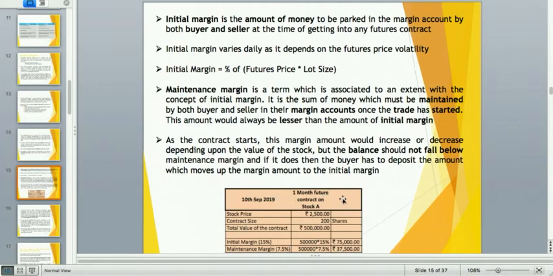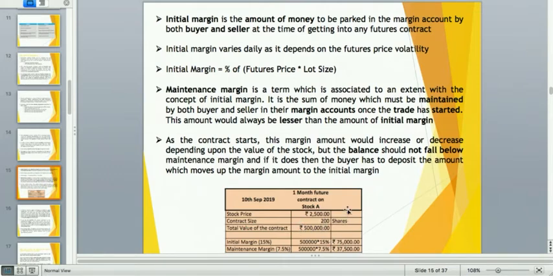Let's come to this table. What I am trying to tell you through this table is that, let's say, for example, on 10th September 2019, an individual buys a 1 month future contract on stock A, and the stock price of stock A on that particular date was 2500 rupees. The contract size was 200 shares. So this is the lot size, contract size slash lot size. The total value would be 2500 into 200, which is 5 lakh rupees.